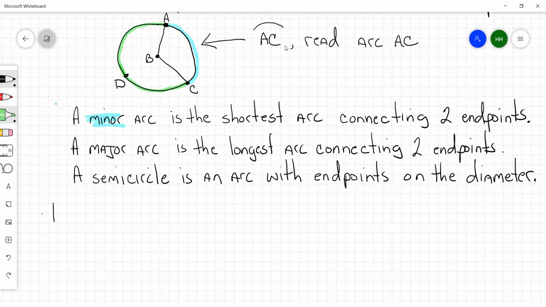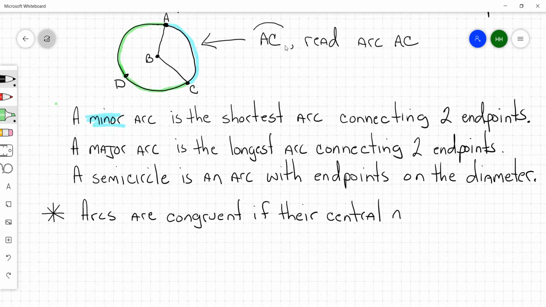And we're going to say this right here, that arcs are congruent if their central angles have the same measure.